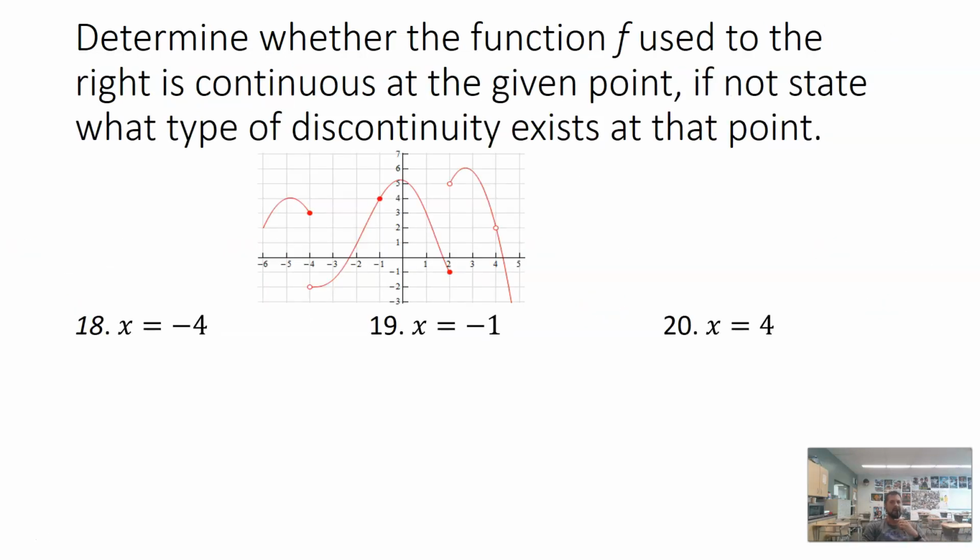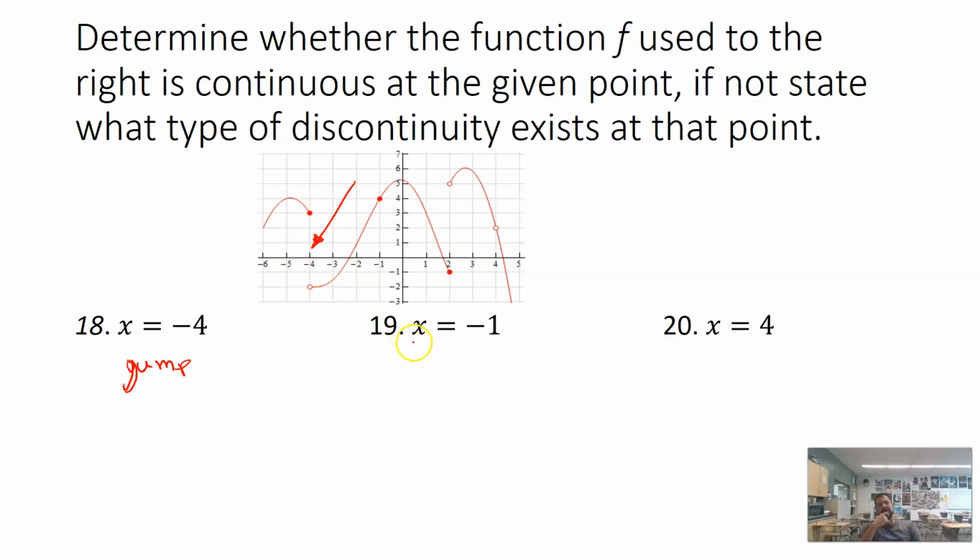On this one, determine whether the function f is continuous at the given point. So I go to x equals negative 4. Well, right there at x equals negative 4, I can see that there's something going on. There is a jump in the graph, because the y value suddenly changed from positive 3 to negative 2.